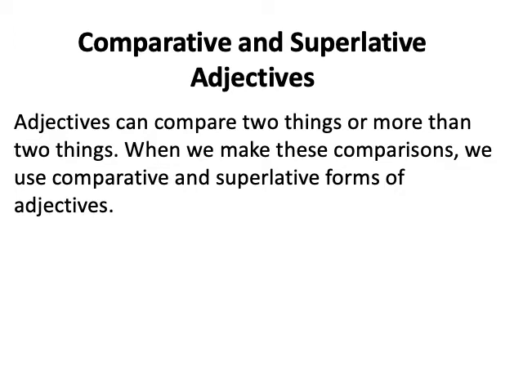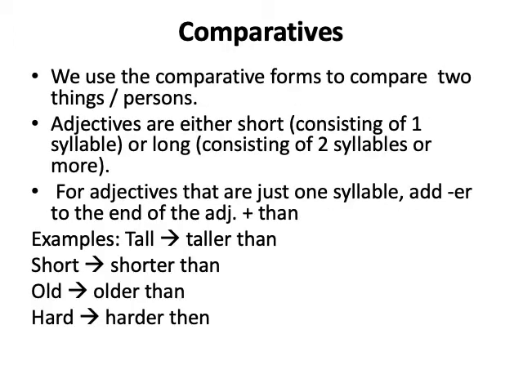Adjectives can compare two things or more than two things. When we make these comparisons, we use comparative and superlative forms of adjectives. يبقى احنا بنستخدمهم امتى؟ To compare two things or more. بنقارن ما بين حاجتين أو أكتر.